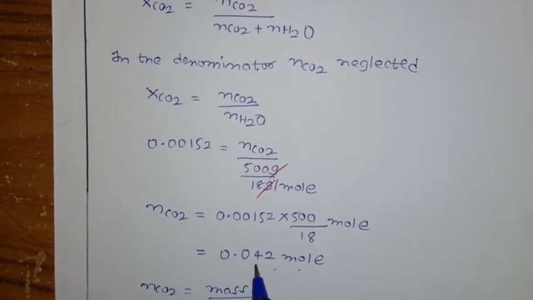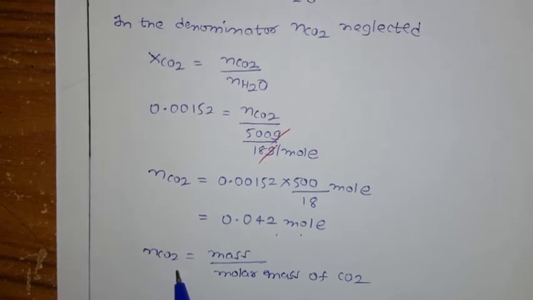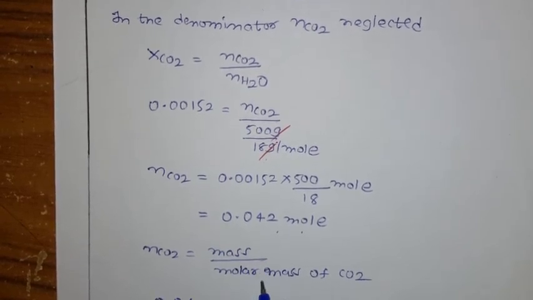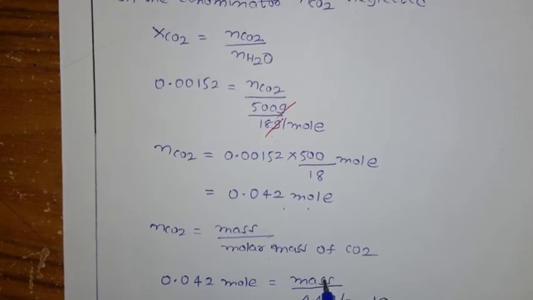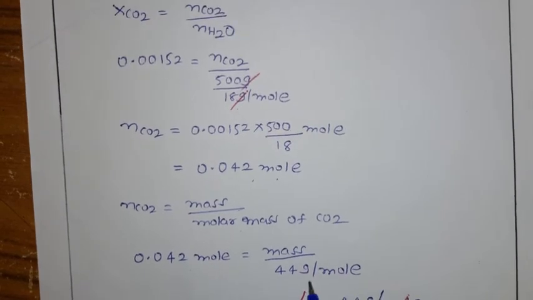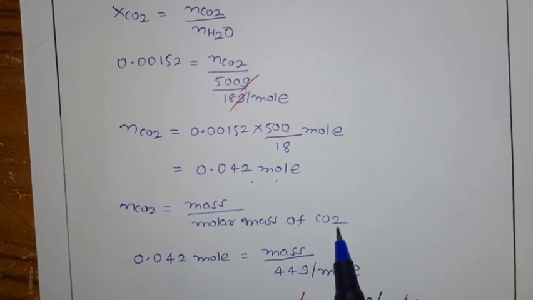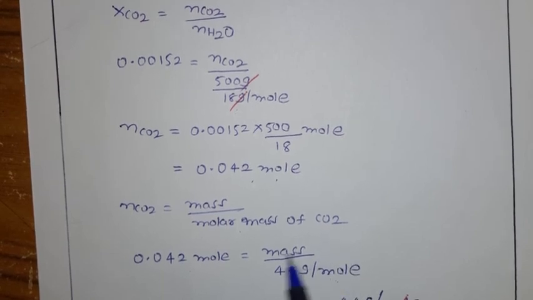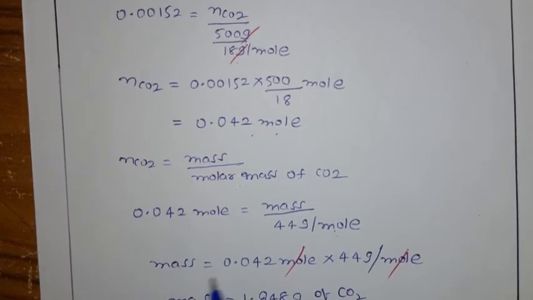But what they ask is the mass. As you know, the number of moles formula is mass by molar mass. The number of moles we already got is 0.042, and the mass is what we have to find out. The molar mass of CO2 is 44 grams per mole, which you have to remember, because carbon is 12 and oxygen is 32, and the sum is 44 grams per mole.